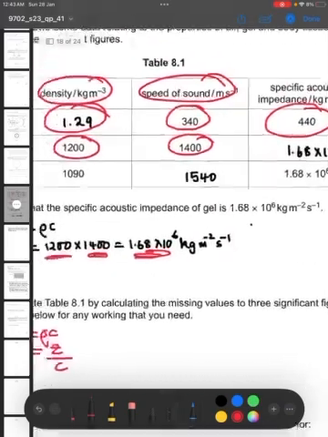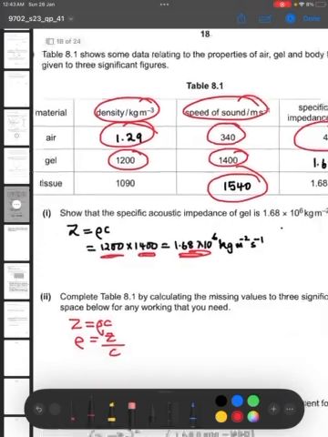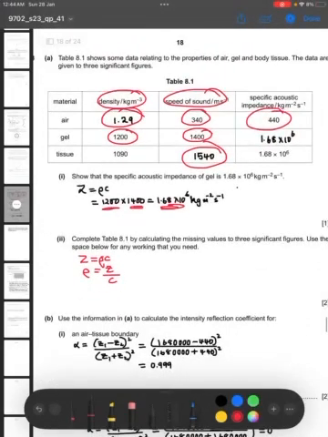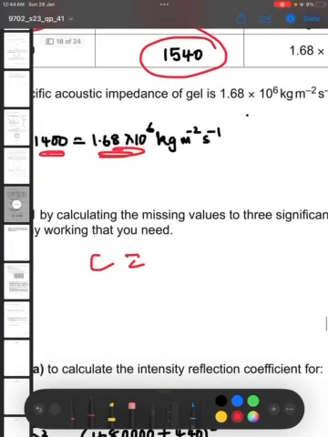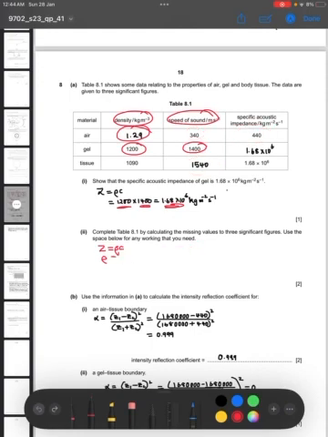Likewise, to find the speed of sound in the tissue, we are given the density and the specific acoustic impedance, so the speed of sound will be equal to specific acoustic impedance divided by density. That's what we have to do there, and then we write it as I have already written it, as you can see.